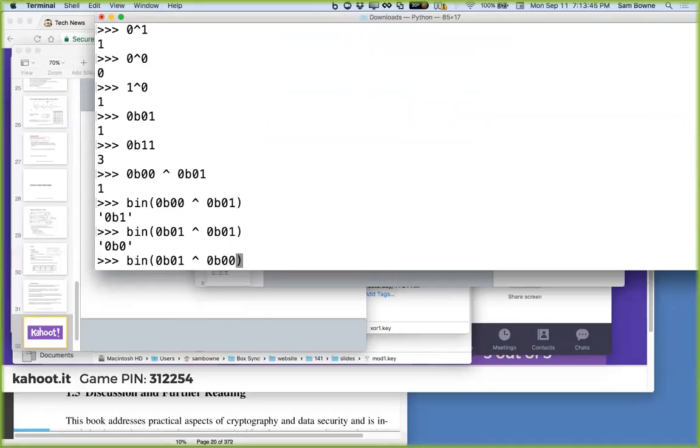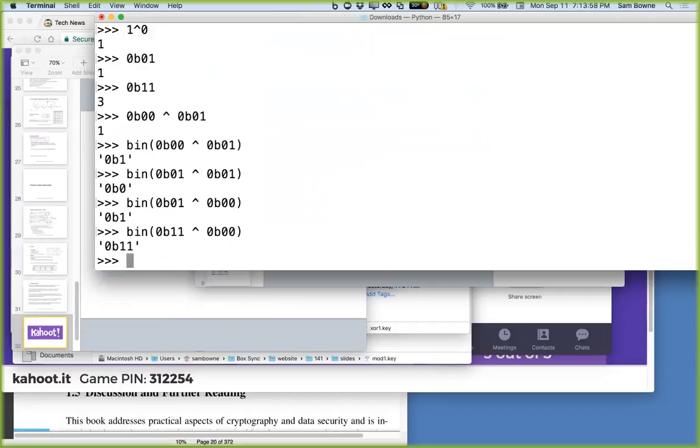If I put a 0 here, what's the answer? Now it's going to be 1. If I put a 1 here, what do I get? 11, right? Because your first bit is 1 and 0, the second bit is 1 and 0, so you get 11. All right?